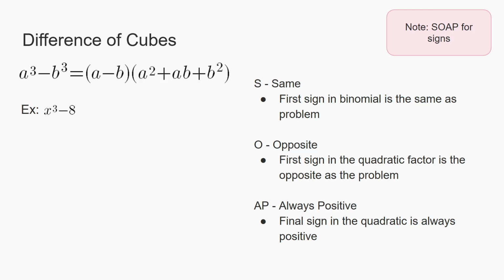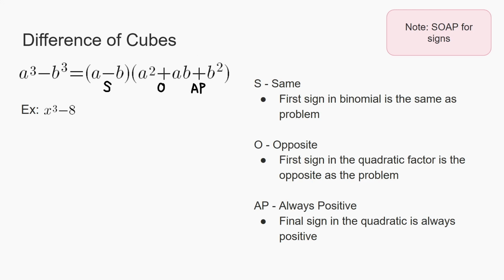Now we have difference of cubes. So we have a cubed minus b cubed equals a minus b times a squared plus ab plus b squared. This is similar to sum of cubes, except some of the signs are different. So this is where knowing SOAP really helps. So for here, we have S, O, A, P. As you can see, now the sign here is negative, so same means this is a negative, opposite means this is a positive, and always positive means that this one right here is always a plus.